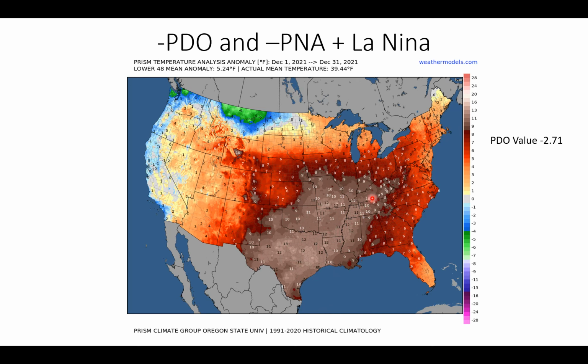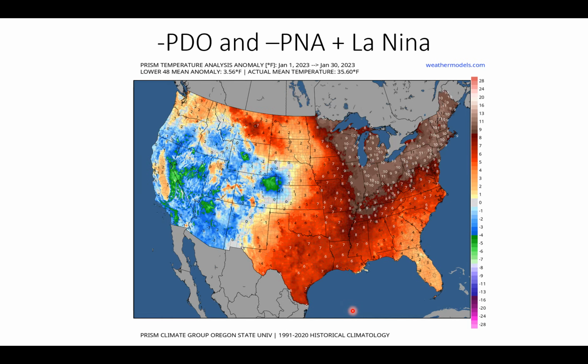That's pretty significant. I believe this was the month also that we saw the Mayfield, Kentucky tornado that unfortunately did some damage to those plants where those workers were located in. Let's take a look at negative PDO and a negative PNA plus another La Nina winter month.